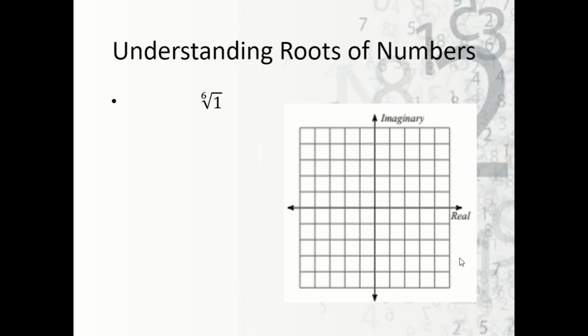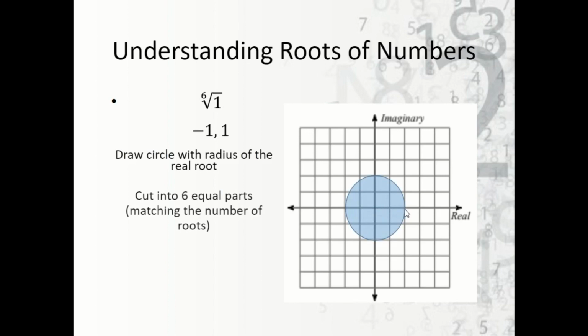So let's get one more example. We have the 6th root of 1. Well, we know that the 6th root of 1 is 1 and negative 1. So we go ahead and draw our circle. We have our radius of 1, and we cut it into 6 equal parts. So if we notice, we take 360 and divide it by 6, and we get 60. So each one of these angles is 60 degrees. So this is 60, this is 60, 60, and 60.